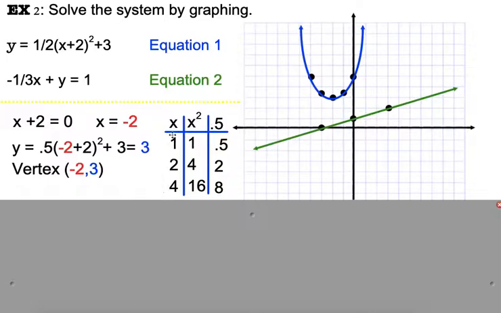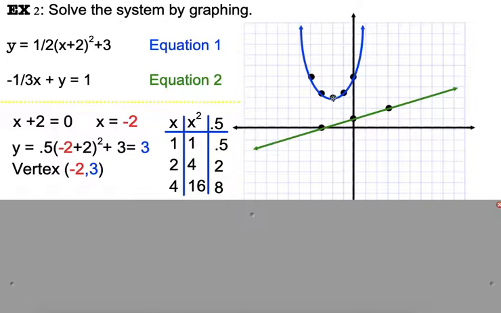Now, if you noticed here, I picked 1, 2, and 4. The reason I pick 1, 2, and 4, or mostly 2 and 4, is it's easy to take half of an even number. So now I complete my transformation by doing my stretch. So 1 squared is 1, times 0.5 is 0.5. 2 squared is 4, times 0.5 is 2. 4 squared is 16. Half of that is 8.